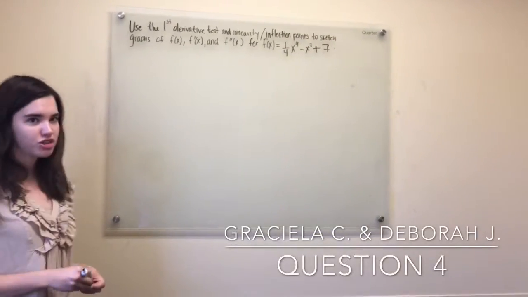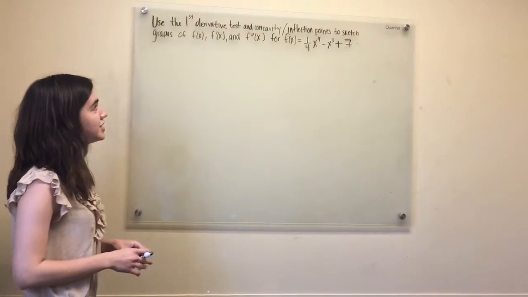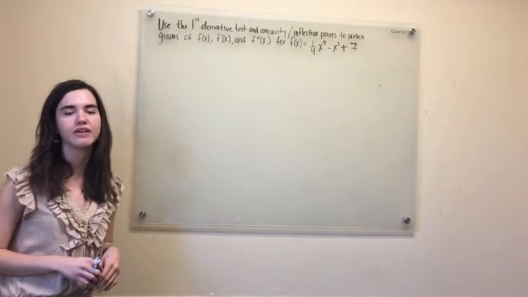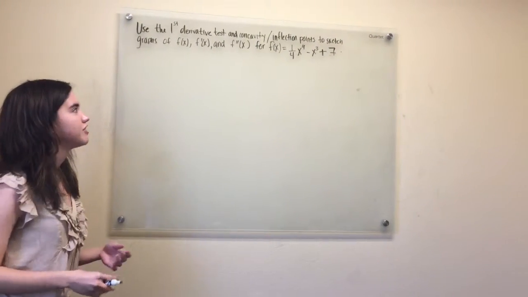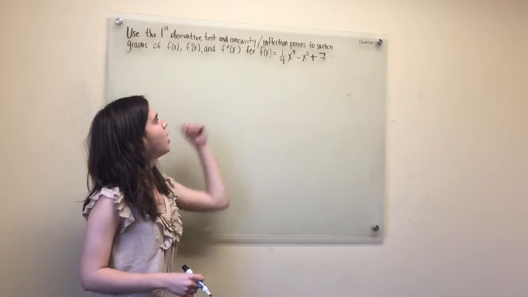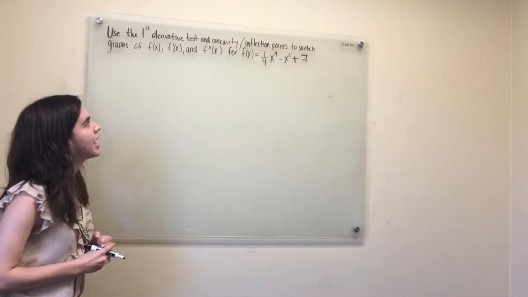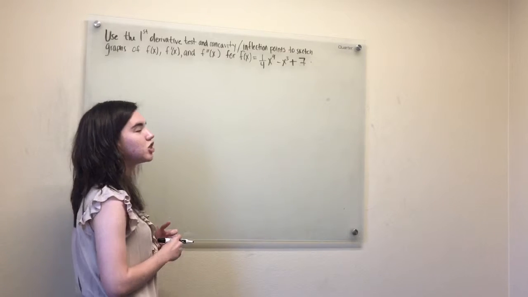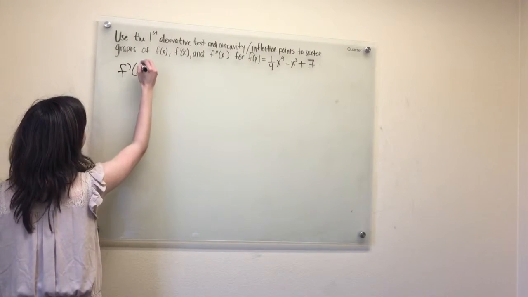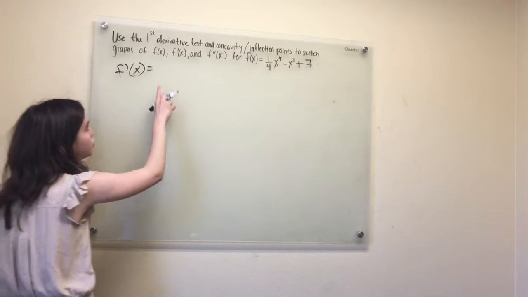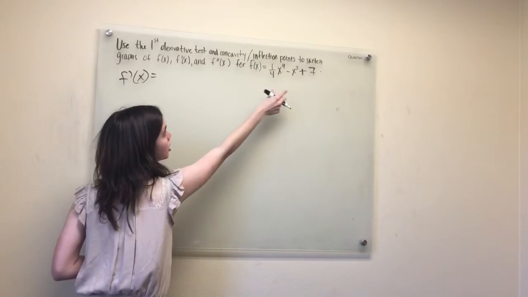asking us to use the first derivative test and concavity/inflection points to sketch the graphs of f(x), f'(x), and f''(x) for the function 1/4 x^4 - x^3 + 7. So to find the first derivative of the function, you take the derivative of each term.